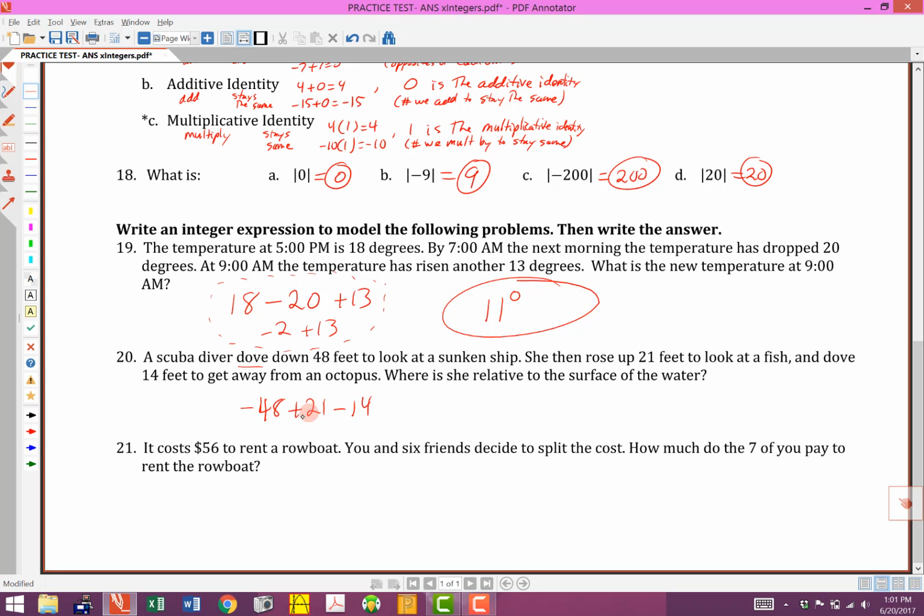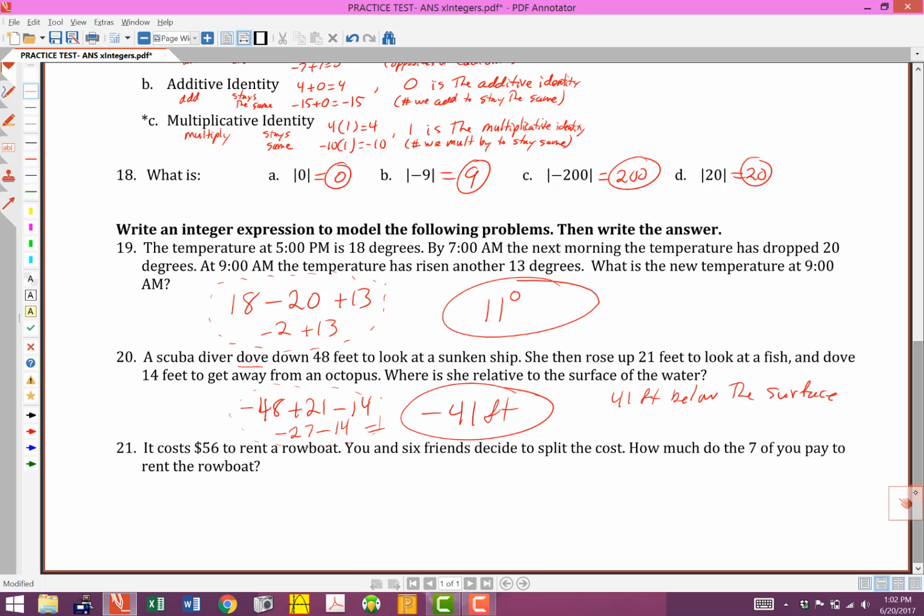So let's see, different signs, find the difference. The difference between the two of those is 27 and the bigger one is negative, so she's still 27 feet below the surface. And then this would be minus 14, same sign, so we're going to find the sum. So that is going to be 41, and that would be negative. We keep the same sign. Negative 41 feet. Okay, so I'm going to circle that. There's kind of our work. If we wanted to explain this, we could say 41 feet below the surface. That might be nice to do.